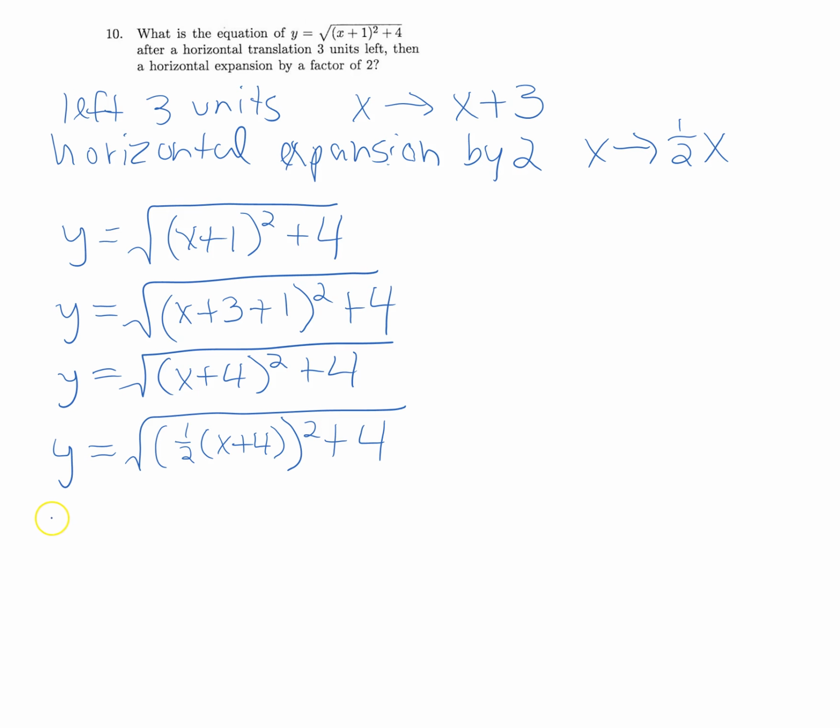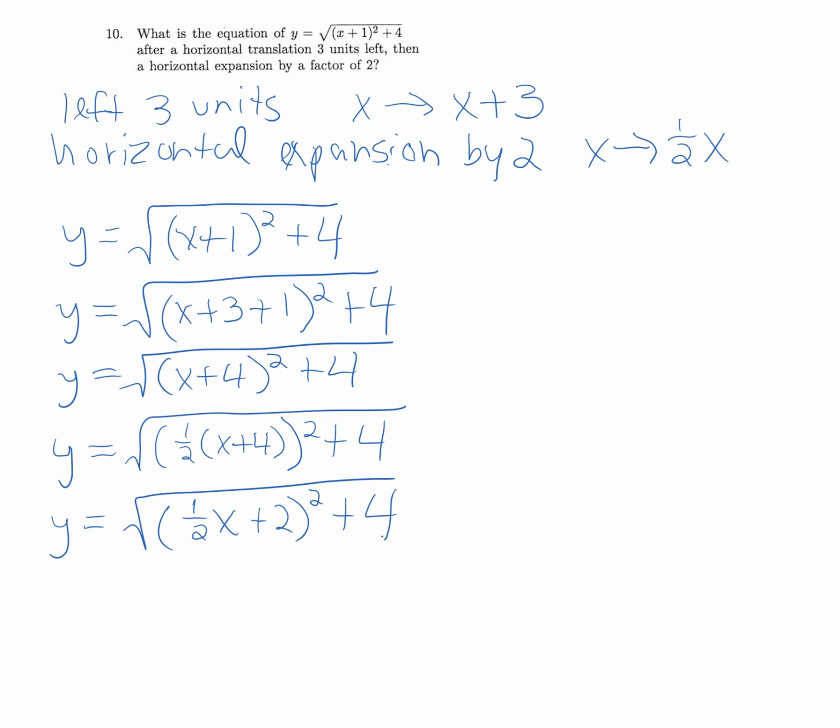So that's going to give us square root of (1/2 x, and 1/2 of 4 is 2, so I have a plus 2) squared plus 4. And so this is our correct answer, but this is going to give us a horizontal expansion by a factor of 2 while maintaining that translation we just did, and that's why we applied it to the plus 4 that was in the squared term.